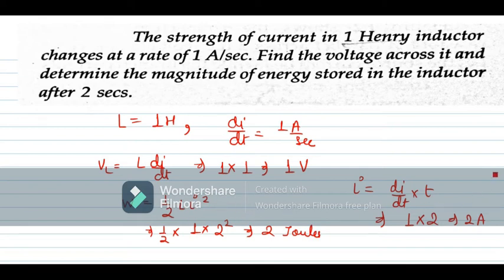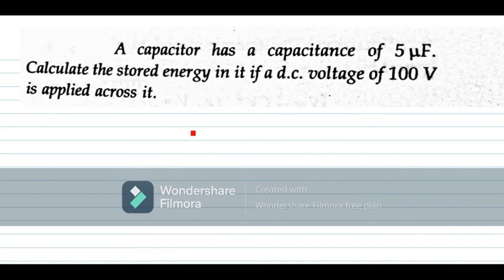So moving to the next question. A capacitor has a capacitance of 5 microfarad. Calculate the stored energy in it if a DC voltage of 100 volt is applied across it. Here V is equal to 100 volt, that is DC voltage, and capacitance value is 5 microfarad. Micro is 10 raised to the power minus 6, so we get 5 into 10 raised to the power minus 6 farad.